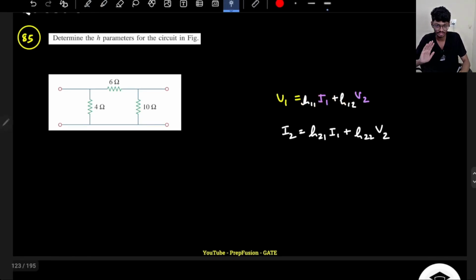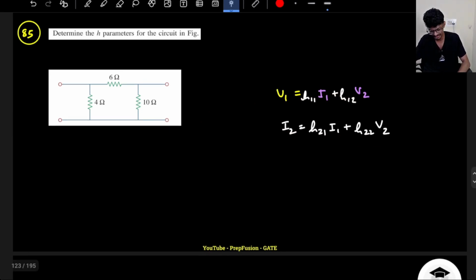Because it is very easy to get confused, because there are total six parameters, although out of 6, only 4 are important: z, y, h and abcd. But even in the 4 parameters you can get confused. So that's why I am telling you, just try to write the equation by yourself, and that's how you will be in practice. So now we have to find out the h parameters.